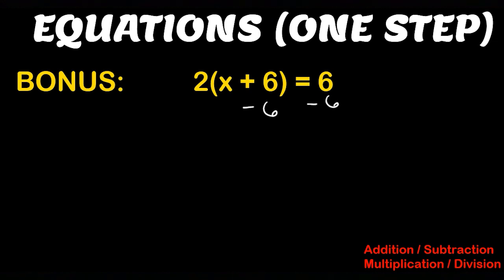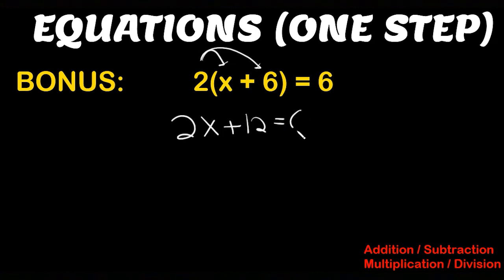So on this problem here, again, it's a little more challenging. We're going to take this 2 and we're going to distribute inside. So when I do that, I get 2 times x, I get 2x. 2 times 6, I get plus 12. Okay, equal to 6. So what you actually have right now is a two-step equation.